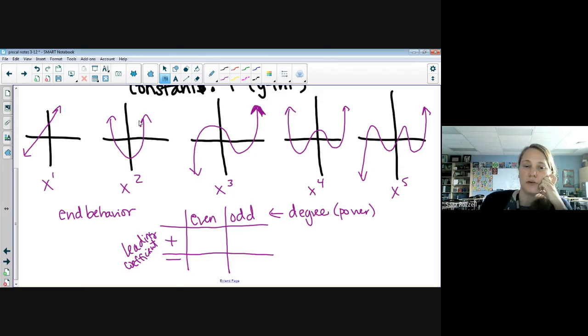So for our ones that were even and positive, both of our arrows were pointed upward, right? Don't make the arrows for this whole box. We're going to write something underneath them. So this is an up arrow and an up arrow. Even degree. These were both positive graphs. My arrows are going up. Okay. Odd degree, positive graphs. The first arrow is down. The second arrow is up.